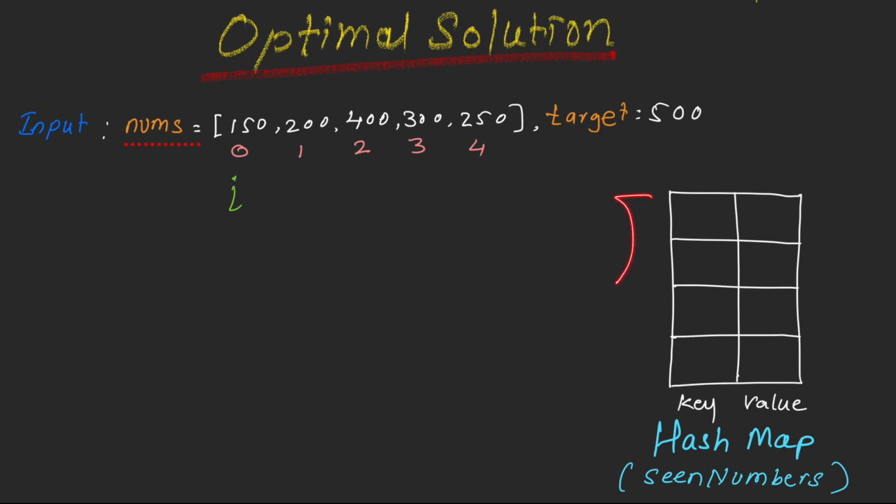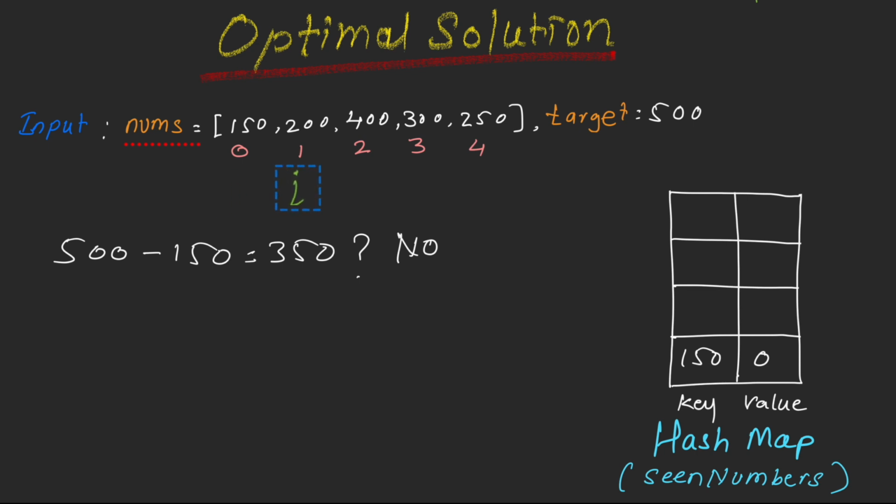Initially, the HashMap is empty and i is equal to 0. So nums[0] is 150. Step 1, calculate the complement. Complement is equal to 500 minus 150, which is 350. Is 350 in the HashMap? No. Add the current number, which is 150, and its index 0 to the HashMap.